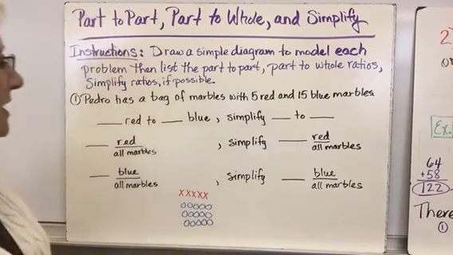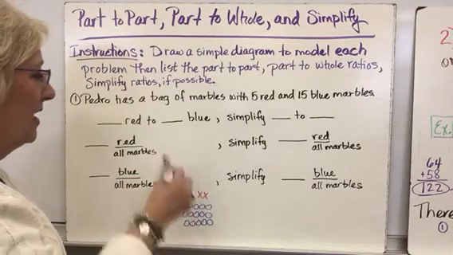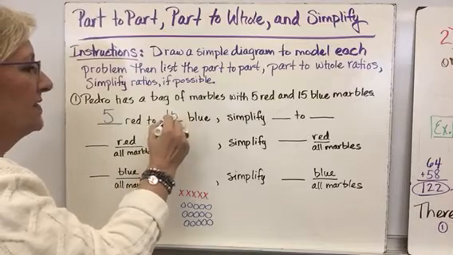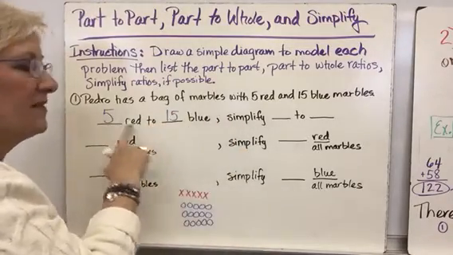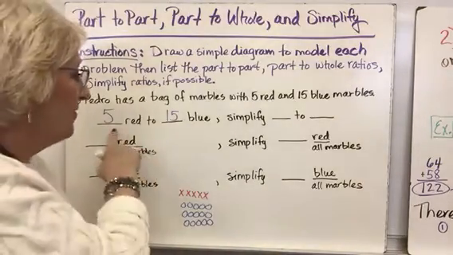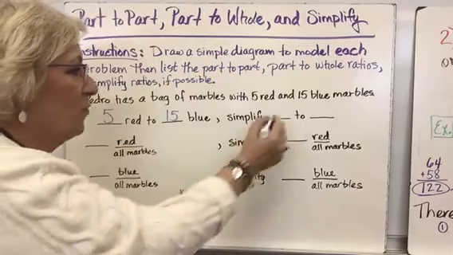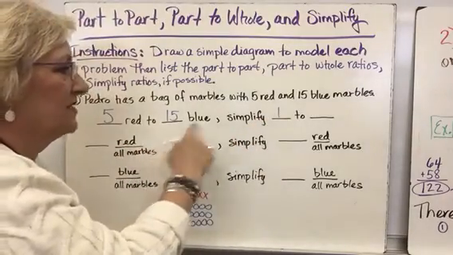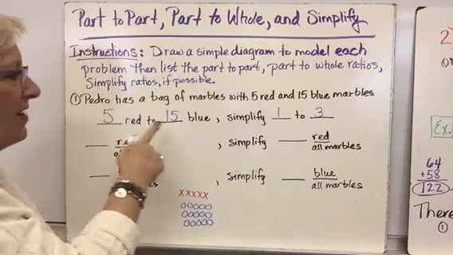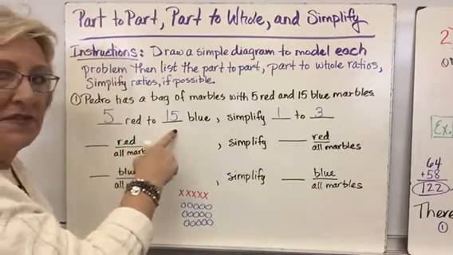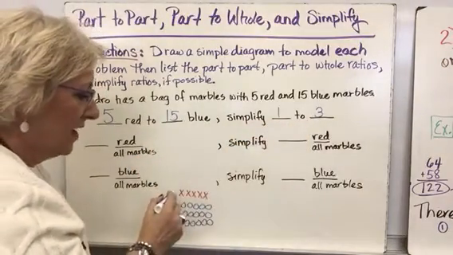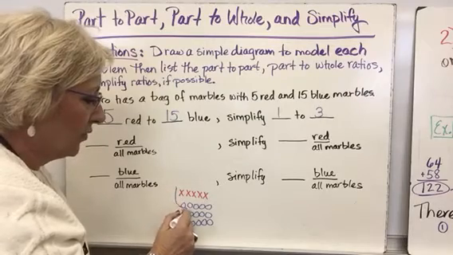When I'm looking at this, I'm going to look at the number of red. I know I have 5 red to 15 blue, and I want to simplify it. So look at 5 and 15, and what can be divided into both evenly. 5 can go into both of these. 5 goes into 5 one time, and 5 will go into 15 3 times. So if I look at this, I can say for every 5 red, there's going to be 15 blue in the bag. Or for every 1 red, there's going to be 3 blue. So if I come back down here, for 1 red, I can circle 3 blue.